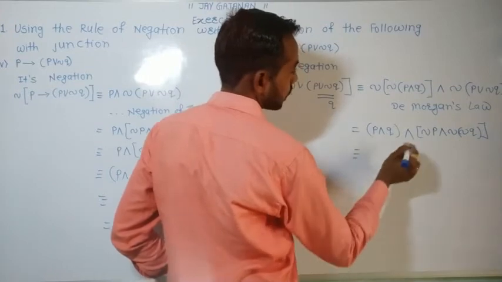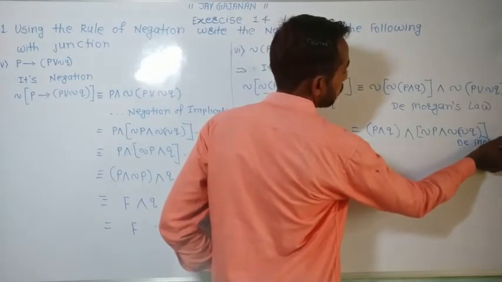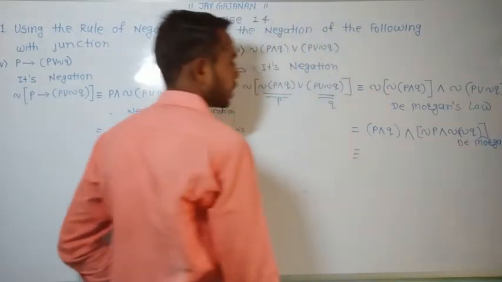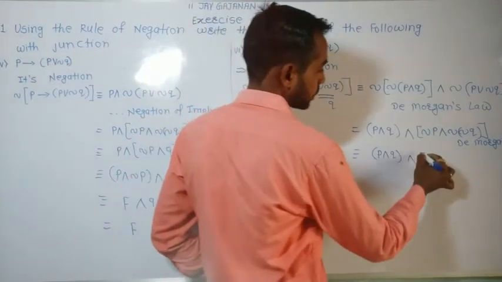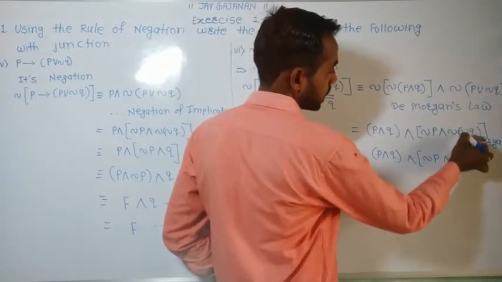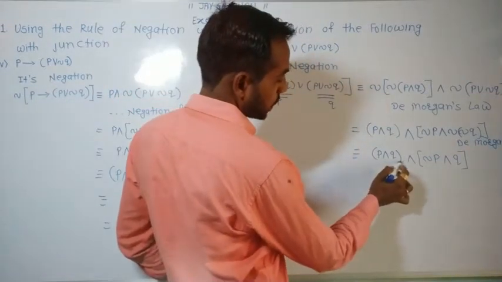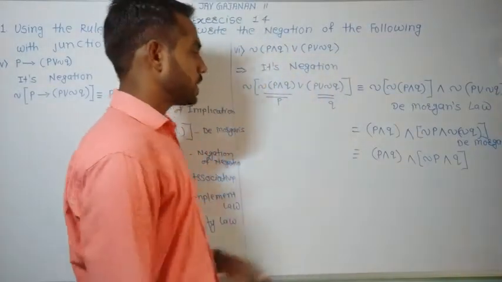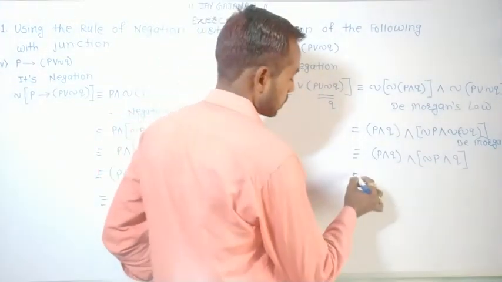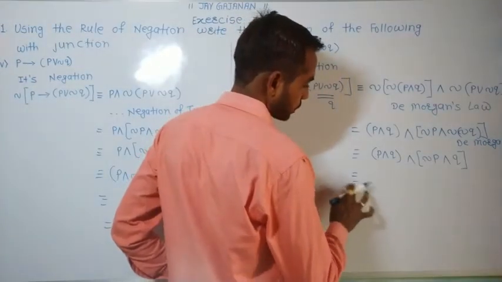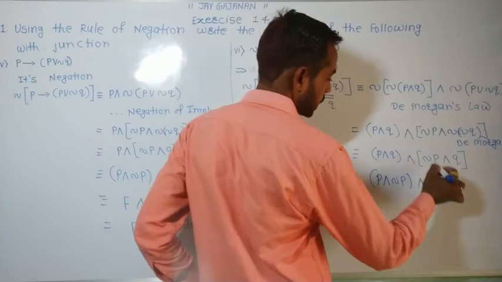Here again we use De Morgan's law. P and Q and negation P, and negation gets cancelled. Now P and Q and negation P and negation Q. We can see here all the symbols are conjunction. Therefore we can write by the associative law P and negation P and Q and Q.